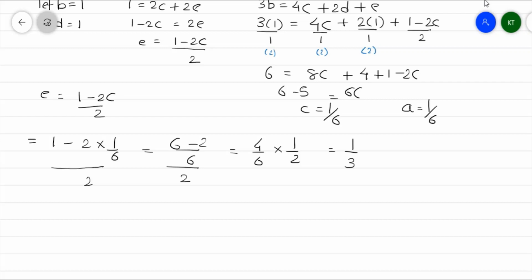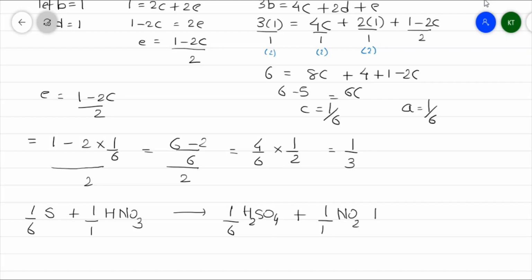Okay, so I have the values of A, B, C, D and E with me. So let me substitute here. I have A value 1 upon 6 as S, plus B value as 1 upon 1 HNO3. That gives me here C value as 1 upon 6 H2SO4, plus D value I got as 1 upon 1 NO2, plus E value I got as 1 upon 3 H2O.